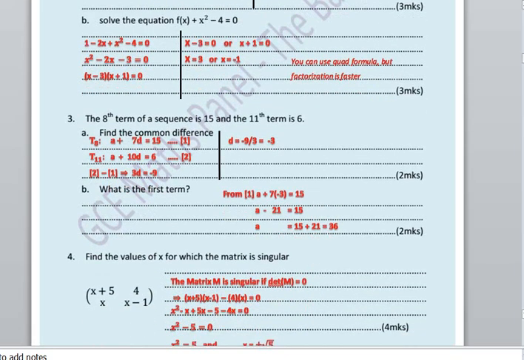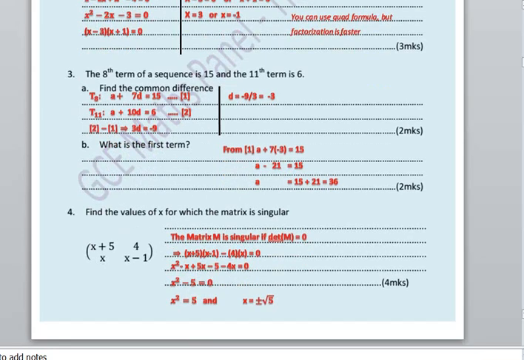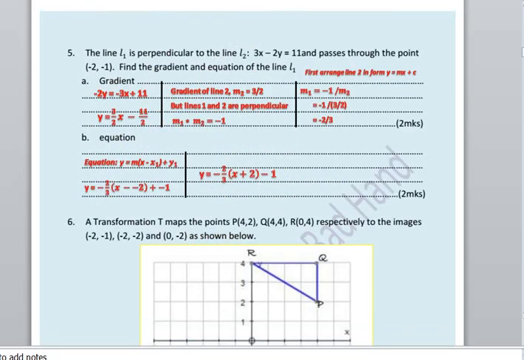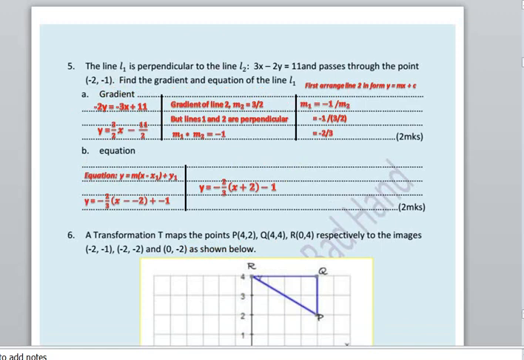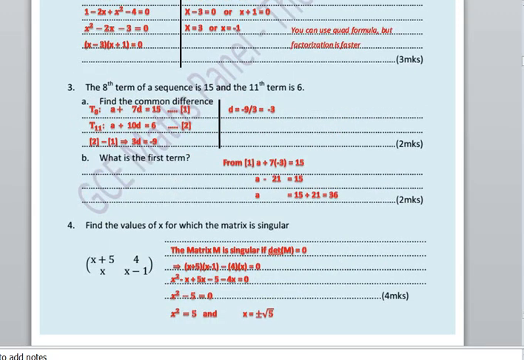Question 4, find the values of x for which the matrix is singular. Note, a matrix is singular if the determinant of that matrix is equal to 0. And the determinant is given by the product of the leading diagonal, that is x plus 5 times x minus 1, minus 4 times x. That's the product of the leading diagonal minus the product of the off or the reverse diagonal. And this gives us equally a quadratic when we simplify: x squared minus 5 is equal to 0. And from here, x will be equal to plus or minus root 5.